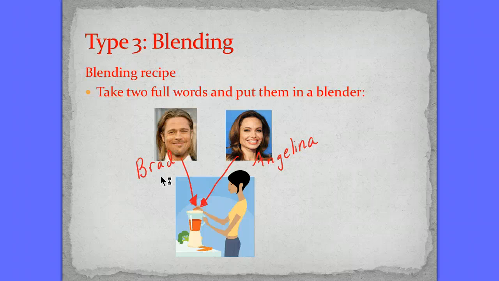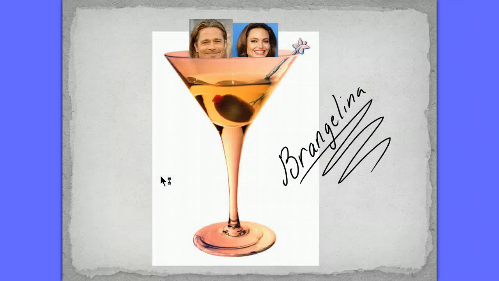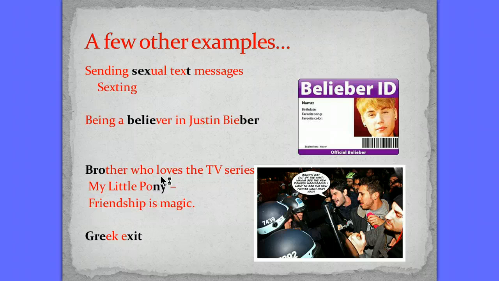Another type, very popular type of word formation today is blending, when parts of two words form a third. So let's see what's happening here when Brad Pitt and Angelina Jolie are put in a blender. We've got suddenly Brangelina, a Brangelina cocktail, okay? There are a few other examples, but this is so popular to do that you can find many other examples and make up your own.